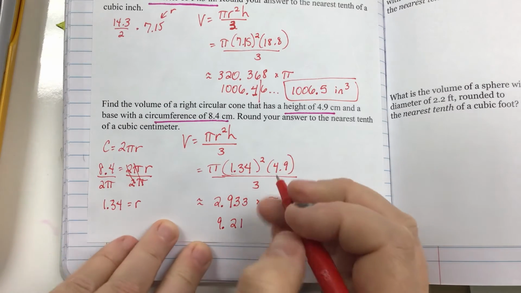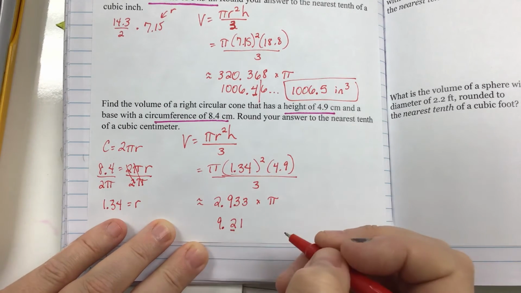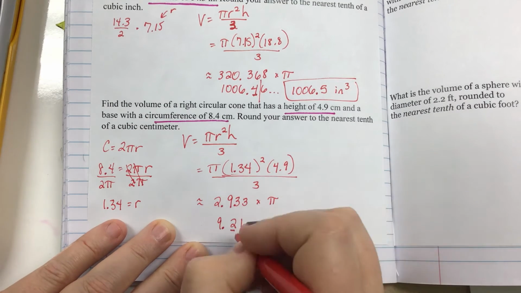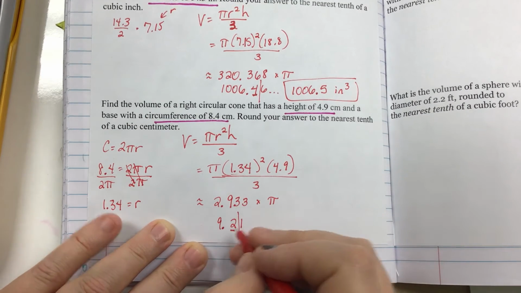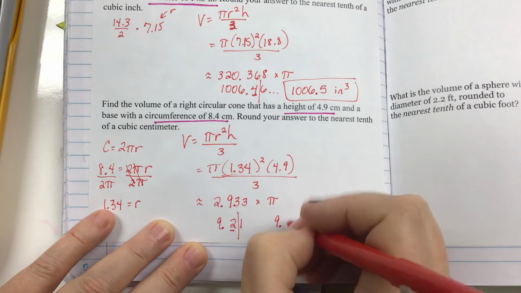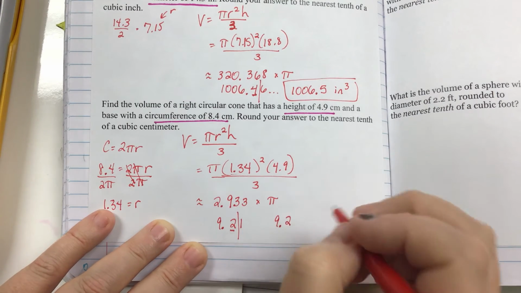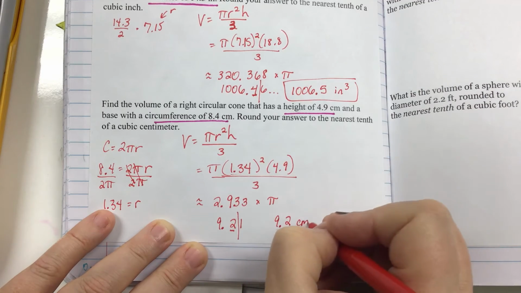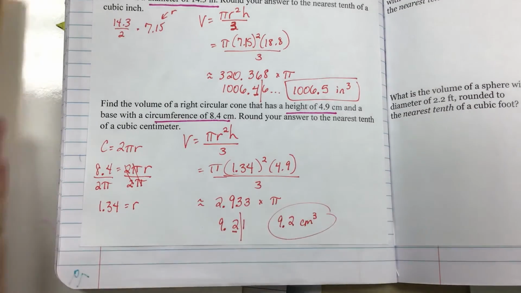So 2.933 times pi. So I get 9.21. So again, the tenths place is the 2. If I look to the right of it, I see a 1. That means this is going to stay a 2. So my answer is going to be 9.2. And I'm going to have cubic centimeters.